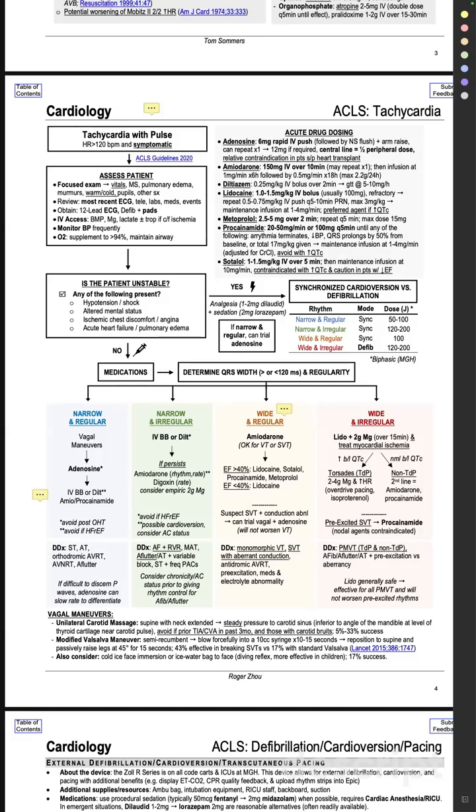You get IV access, draw blood for BMP, magnesium, lactate, troponin. If suspecting ischemia, you monitor the blood pressure frequently, and then for O2, you supplement to greater than 94% and maintain their airway. Make sure it's open.